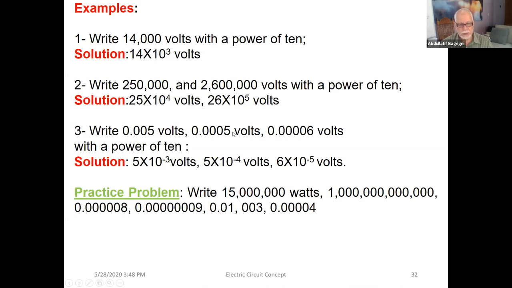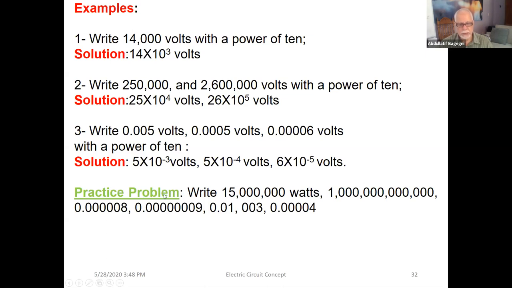Now here, when we convert this number to a power of 10, we count the digits. How many digits do we have? We have 1, 2, 3, 4. So 10 to the minus 4. So we take the number here and multiply by 10 to the minus 4. Same thing here, we count 1, 2, 3, 4, 5. And again, because it's less than 1, we multiply by 10 to the minus 5. The number of the digits, not just the number of the zeros.